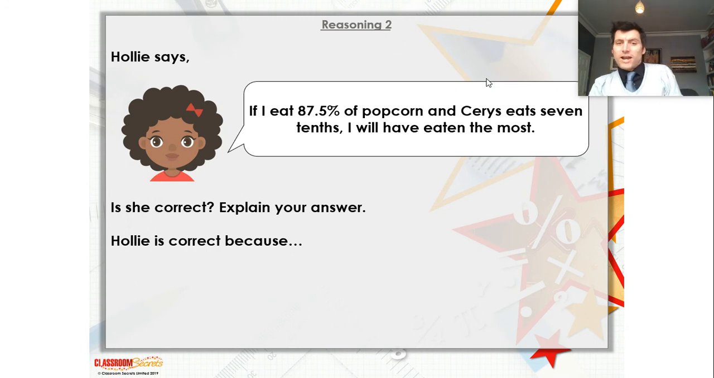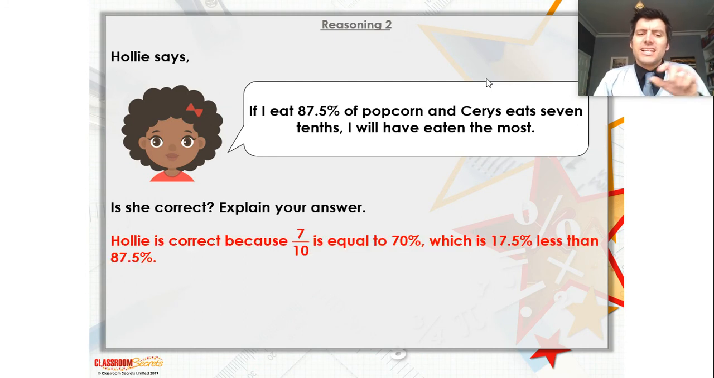Okay, Holly is correct. Why is she correct? How much has Keris eaten? If she's eaten 7/10, what would that be as a percentage? 7/10 is equal to 70%, so that's 17.5% less than Holly's.